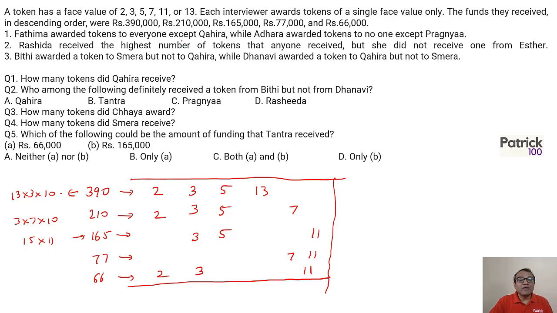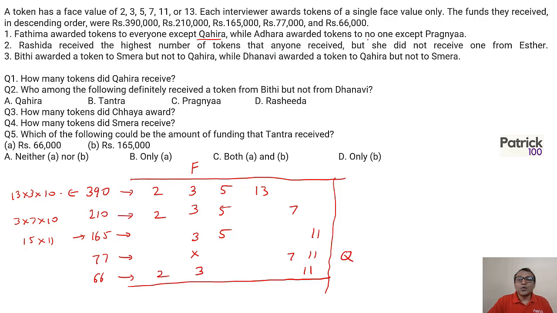Fatima awarded tokens to everyone except Kahira, so except one person. There is only one token which is given to everyone except one, that is token 3. If you look, it is given to everyone except 77. So that must be Fatima, who must have given token number 3. And she gave it to everyone except Kahira, so Kahira will be 77.